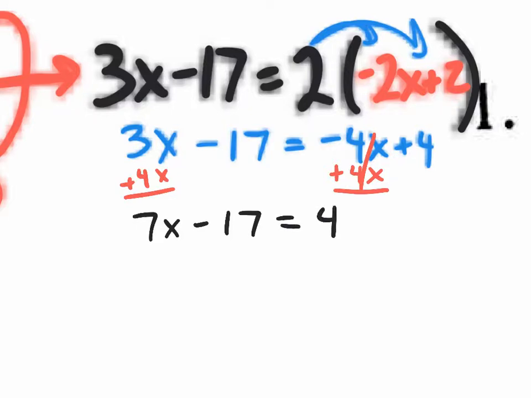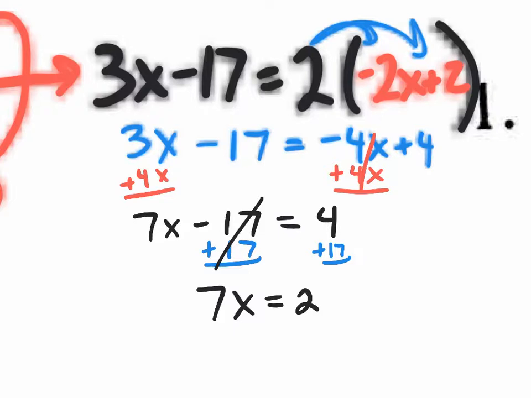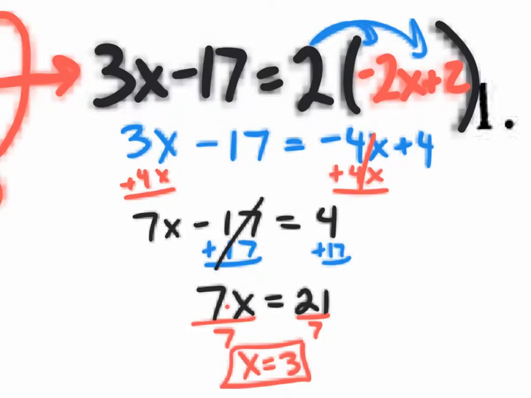Of course, we need to get rid of that minus 17. So let's go plus 17, plus 17. We're going to have a new equation that says 7x equals 21. Final step would be to get rid of the multiplication of 7 in front of the x. So you do the opposite, which is dividing by 7. x equals 3. That is your answer.